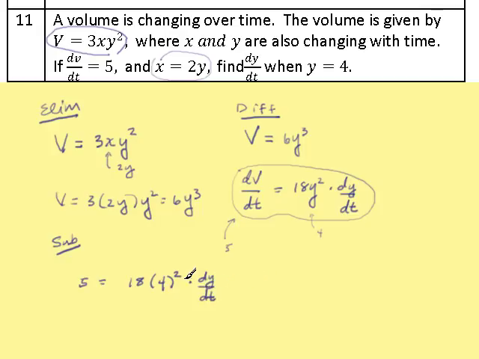And we'll solve, just divide by 18 times 4 squared. So we have dy/dt is equal to 5 divided by 18 times 4 squared. So that's equal to 5 divided by 18 times 16. That's 288.